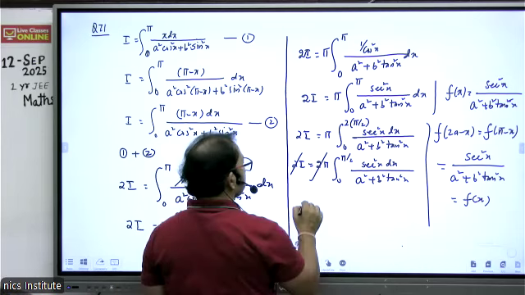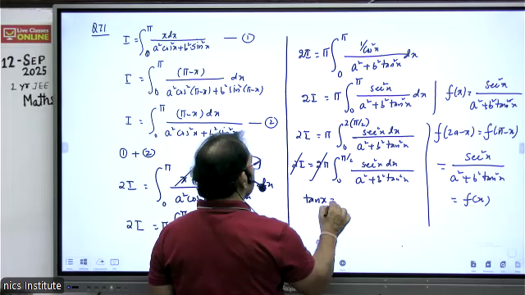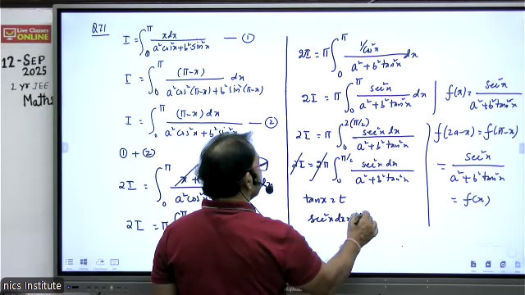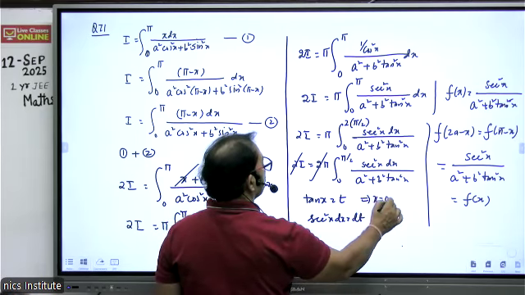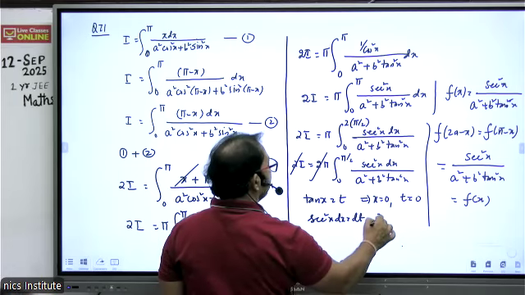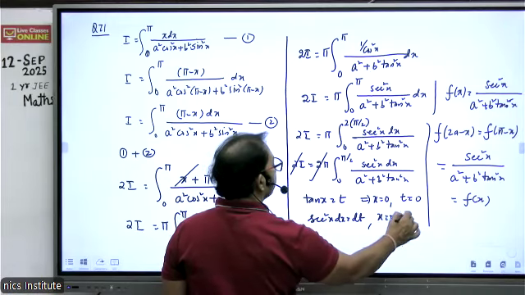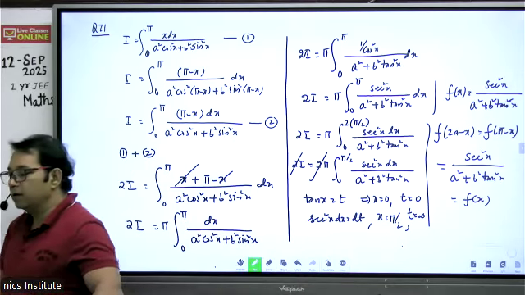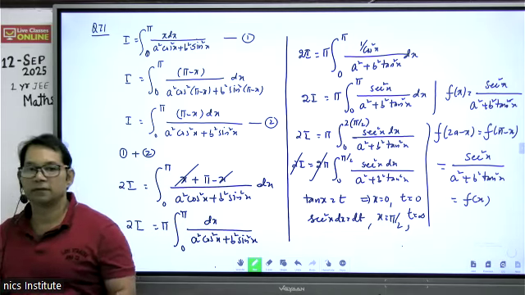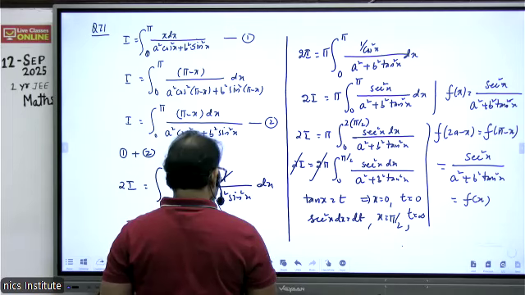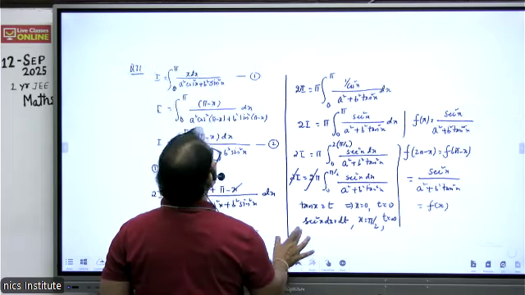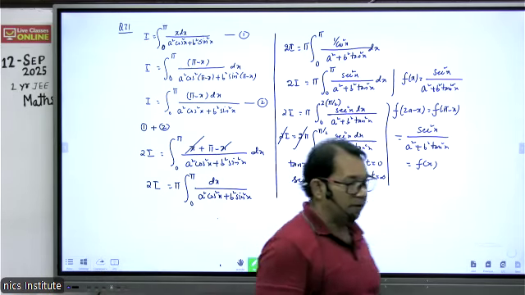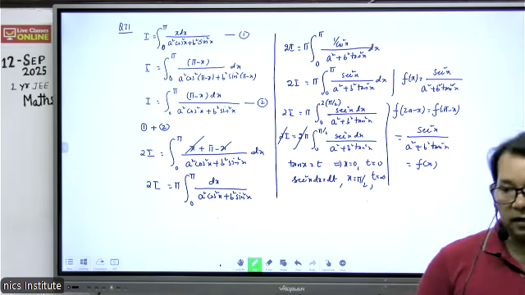Now you make the substitution. Tan x is equal to t, sec square x dx is equal to dt. And the limits change. When x is 0, t would be 0, and when x is pi by 2, t would be infinity. So after this, we have done the limit change. Now keep this key point in mind: since the function was not defined at pi by 2, tan x is not defined at pi by 2, we have to break the limit. You can't integrate directly.